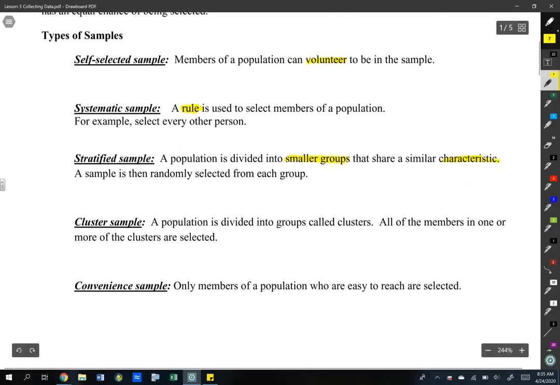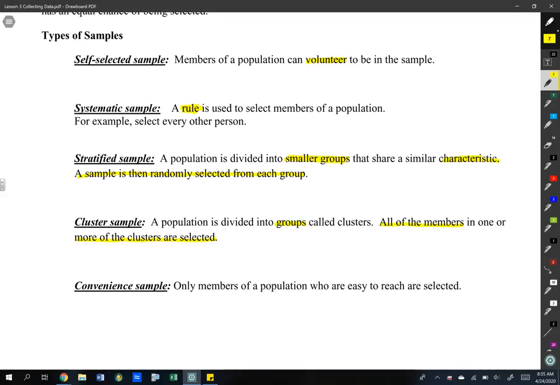A cluster sample, and a lot of people get confused between stratified and clustered. A clustered sample is a population that is divided into groups called clusters. All of the members in one or more of the clusters is selected. So that's the difference. In a stratified sample, a sample is randomly selected from each group. We still have groups when we talk about a clustered sample, but we're going to pick everyone in the cluster when we talk about that type of sample.